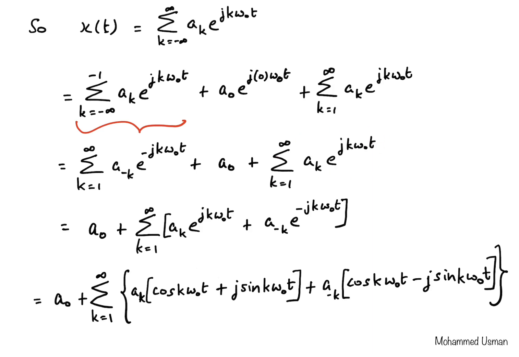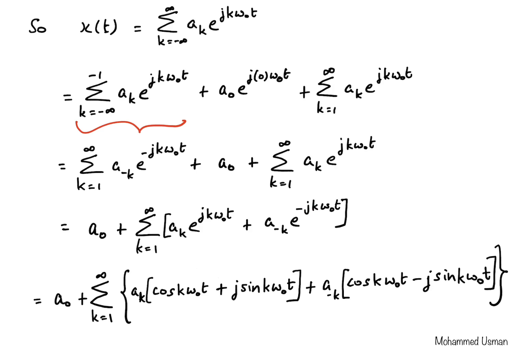Now we can combine these two because they have the same limits of summation. So we combine these two terms and put them under the same summation. We put a0 here, and we have this term, and the a minus k term we bring here.